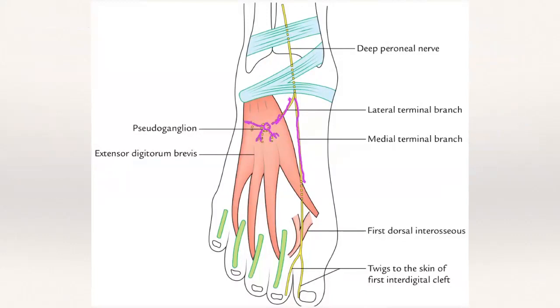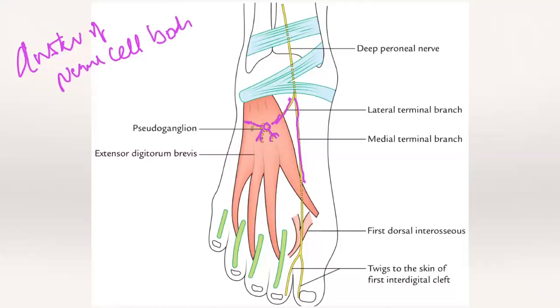That means ganglion means a cluster of nerve cell bodies, right? So this is how it supplies extensor digitorum brevis. Okay, this is the muscle of the foot. We'll see.